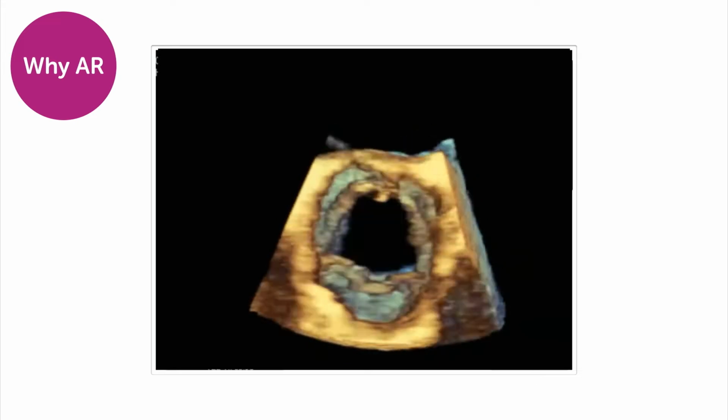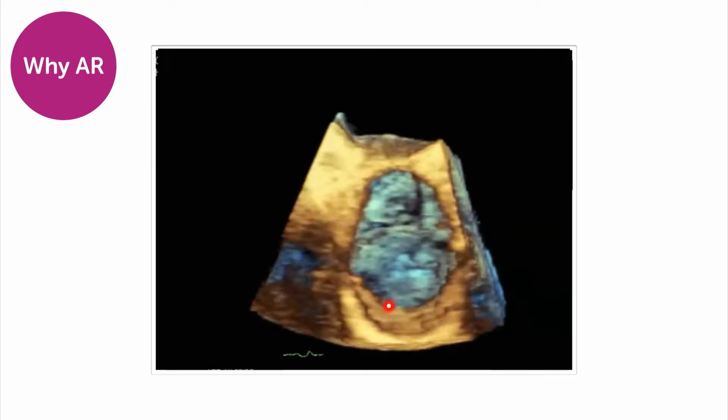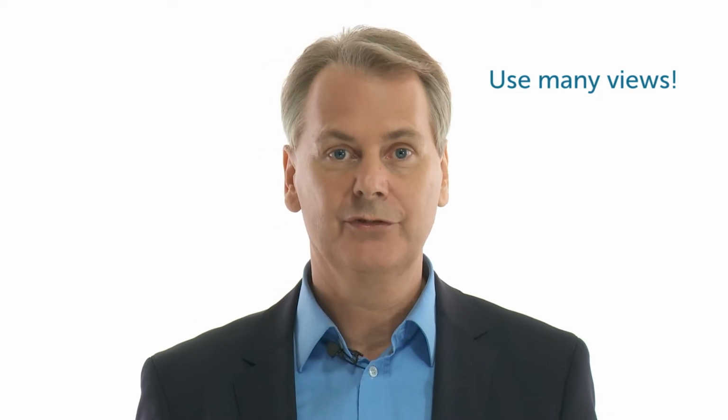And for instance, in case of perforation, it could come from wherever. For example, right through this leaflet here. So when you image the aortic valve, keep this under consideration and scan the entire valve, and obviously, as with the mitral valve, use several views.